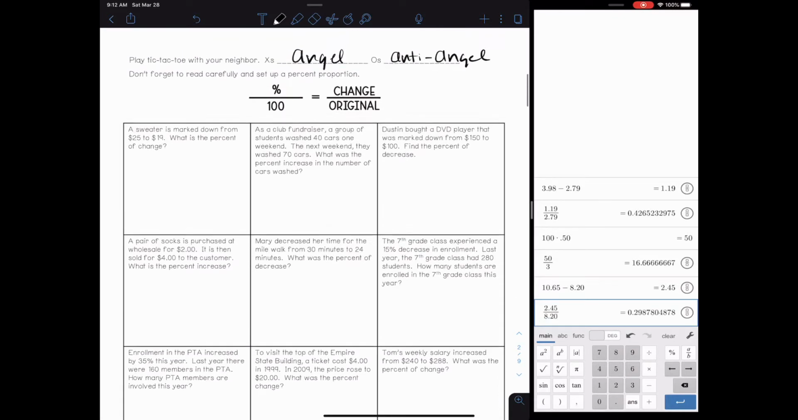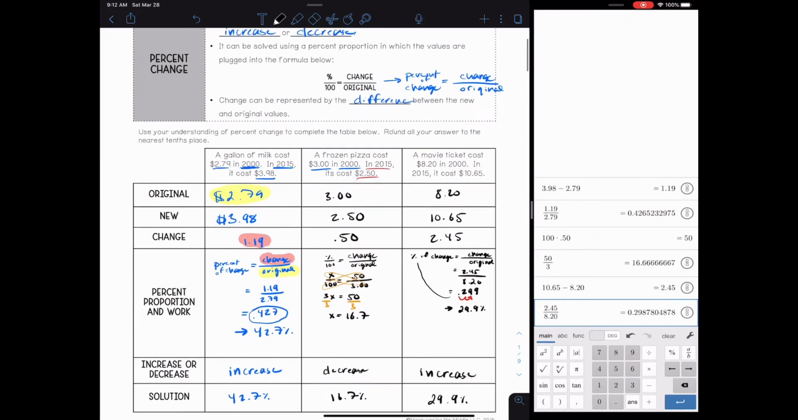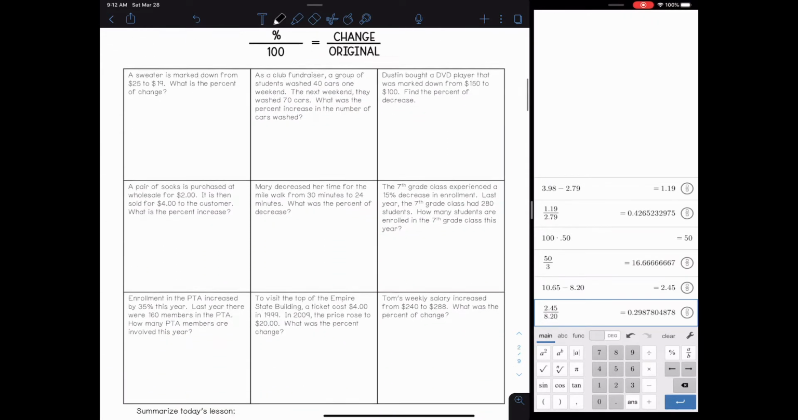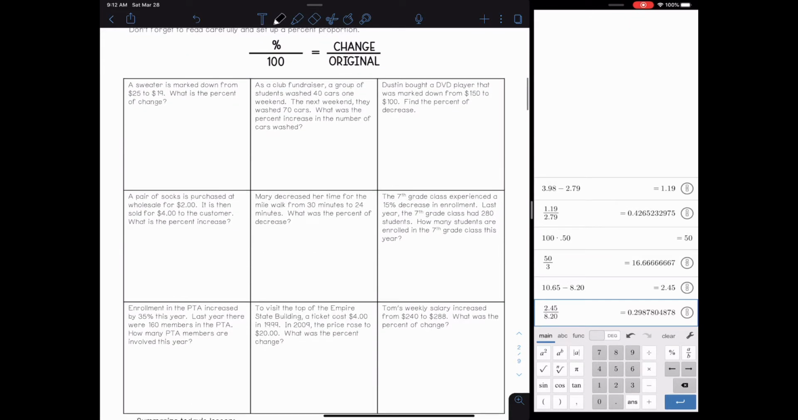So, percent equation. I'm going to use the one I use with my students. I'm gonna save those proportions for a different situation. They're not too necessary right now, but you can use it if you like. I show an example up here. So, I'm just gonna go through all of these. Angel chooses this one right here. This middle one, of course.